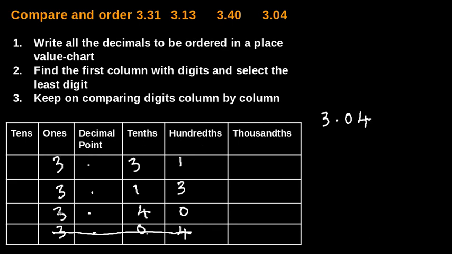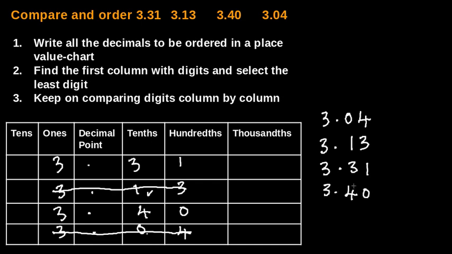We don't need to start from the ones column because it's all the same thing. So we begin from the tenths column. We have 3, 1, 4. The next least digit will be 1. So that will be 3.13. The next decimal following. We cross that out. What's the next? 3.13 or 3.31, right? Okay, so let's write that out because 3 is less than 4. 3.31, and the last decimal will be 3.40. As simple as that.